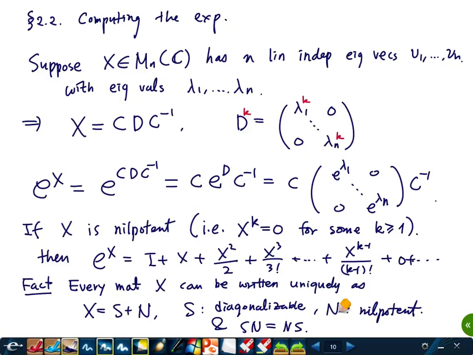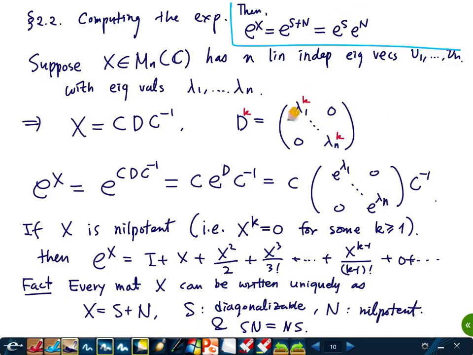Using this fact, you can compute e to the x for every x. Let me write it down right there. In this case, what is e to the x? It's e to the s plus n. But because they commute, we can separate it into e to the s times e to the n. This is a diagonal matrix, so we know how to compute that. This is a nilpotent matrix. We know how to compute that. So that's a polynomial. So we can compute the product of these two. So that will give us a way to compute this for any matrix X. So if you have enough time, then you can compute this. But of course, I think it takes a lot of time. But it's possible.